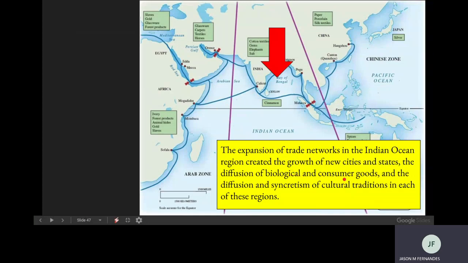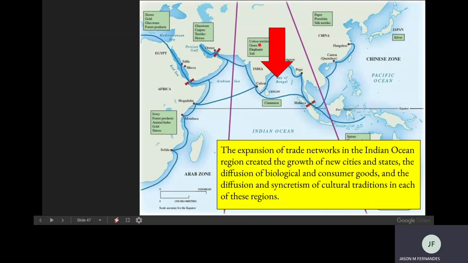As far as biological and consumer goods, again, you've got sugar coming out of here. And then as far as a consumer good, we'll look at these cotton textiles. These are extremely important throughout the course of history. As we move into the Industrial Revolution, it'll be the main competition for Britain, these Indian cotton textiles. And then the diffusion and syncretism of cultural traditions. Again, think about Western India and the diaspora Muslim communities that are in here. That's a great example of that.